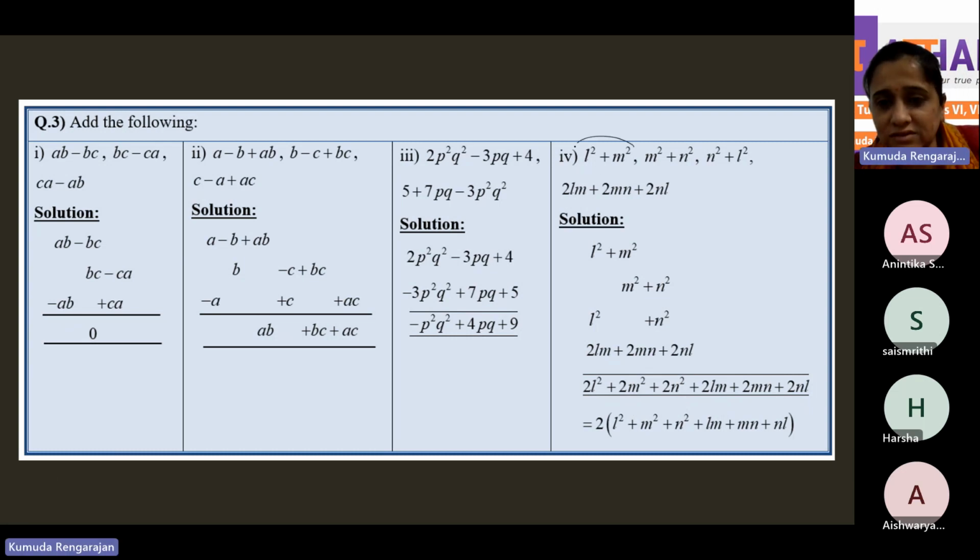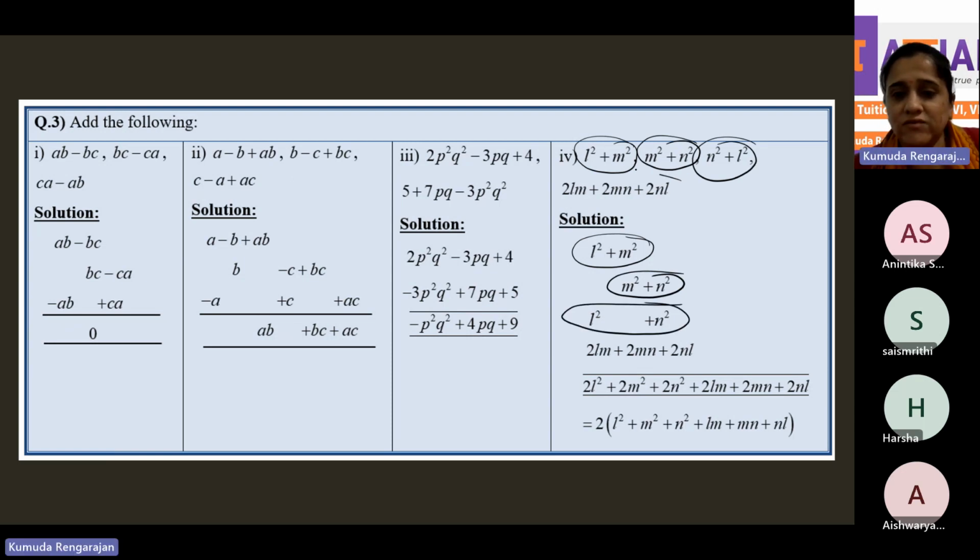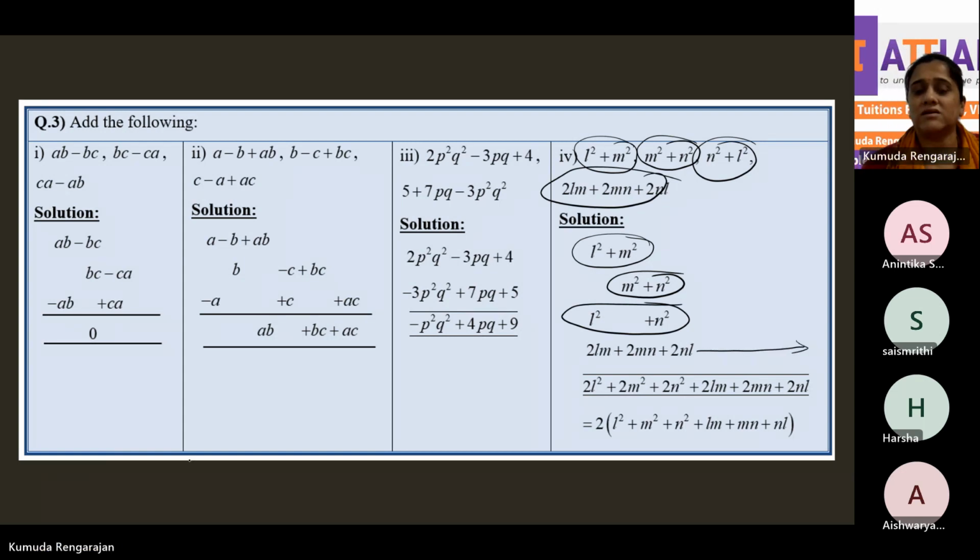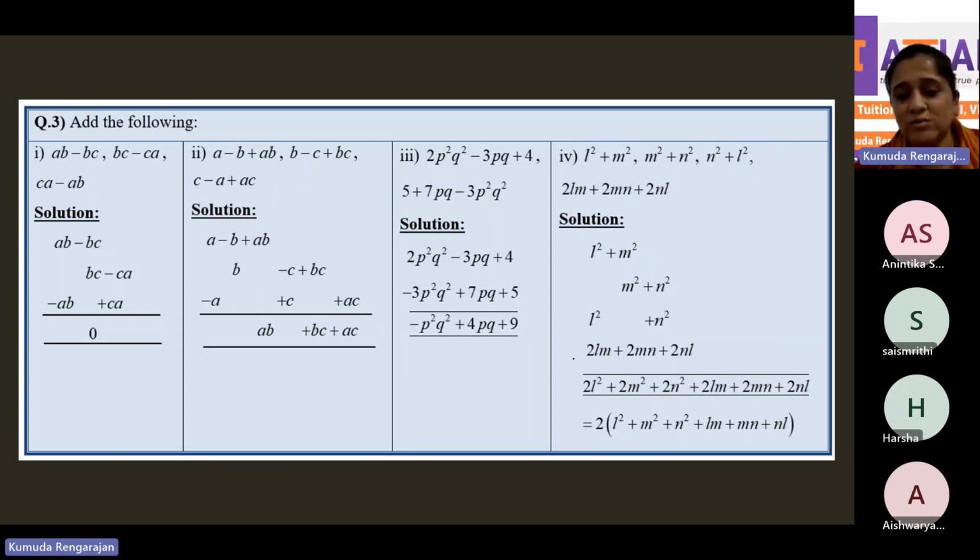See, this first expression is here. This is the second expression. This is the third expression. And this is the fourth expression, which should not be here, children. It should be away here, because L square, LM. I was editing it today, so by mistake I pushed it here. I was just spacing it. All right, so I told you this will not come here, it will be here. So 2LM plus 2MN plus 2NL.